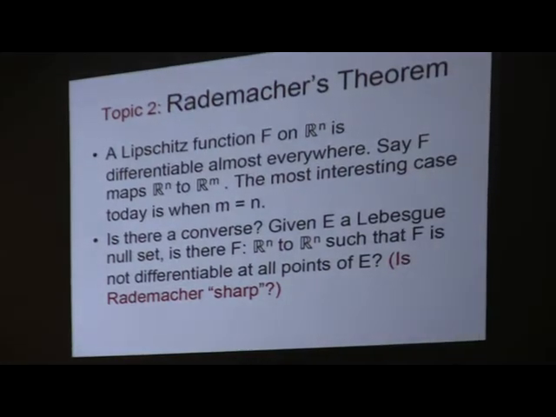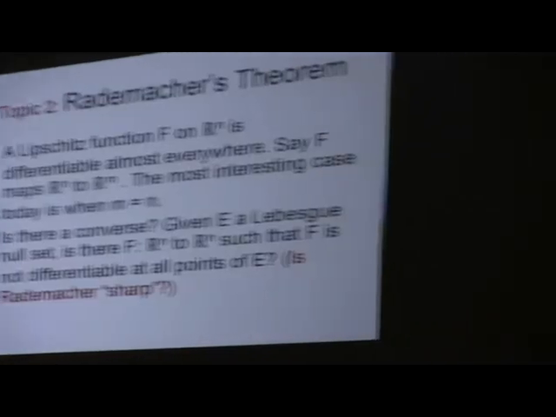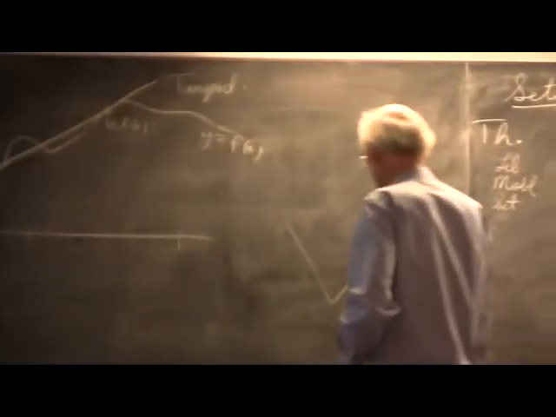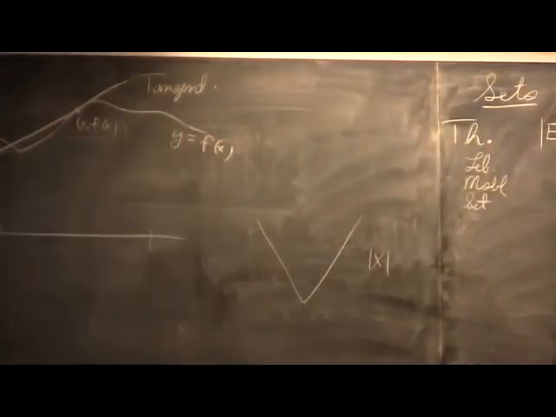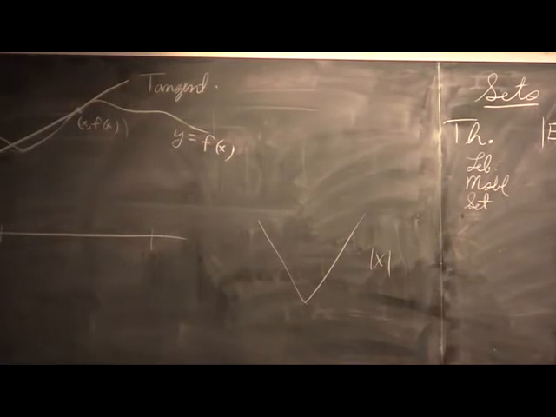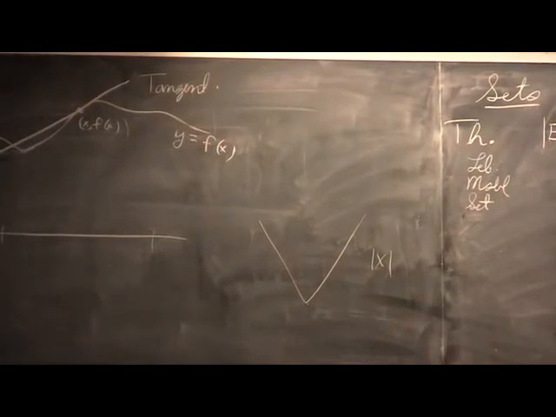The way you prove this in calculus is you draw this function, absolute value of x. And it's differentiable everywhere except the origin. It's Lipschitz with constant 1. Rademacher's theorem is just a little bit harder than that, but it's not that hard.